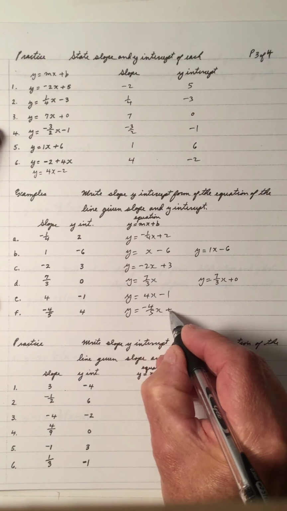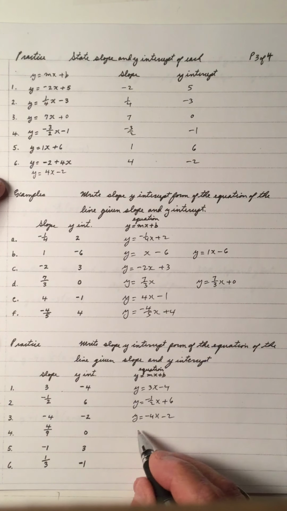Here we go. Write the slope y-intercept form of a line given the slope and the y-intercept. Slope is 3, y-intercept is 4. 3x minus 4. Slope is negative 1/2, y-intercept is 6. So it's negative 1/2 x plus 6. And slope is negative 4, that's the m. And negative 2 is your y-intercept. So notice the slope goes in front of the x and the y-intercept goes after it.